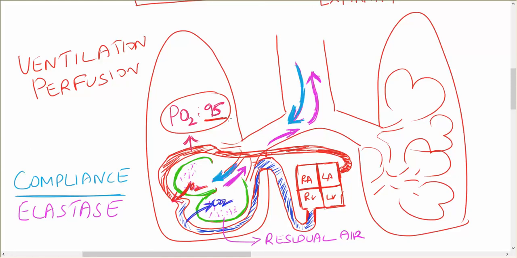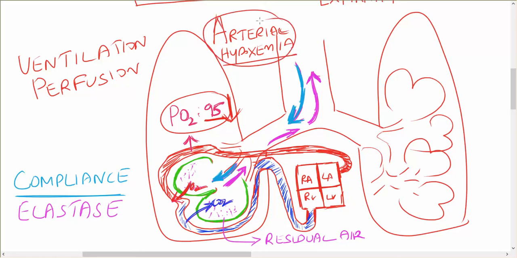So if the partial pressure of oxygen is reduced, we call that arterial hypoxemia. Arterial hypoxemia. So this is another terminology. These are the terminologies you should understand, because if you understand the mechanism of respiration, you will understand this terminology. Once again I summarize it.